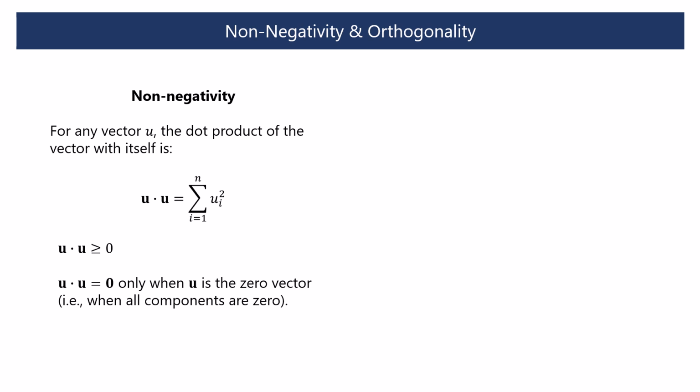Finally, let's talk about non-negativity and orthogonality. Let's begin with non-negativity. For any vector u, the dot product of the vector with itself can be written in this way. This result is always greater than or equal to 0. It equals 0 only when u is the zero vector, that is, when all components are 0.